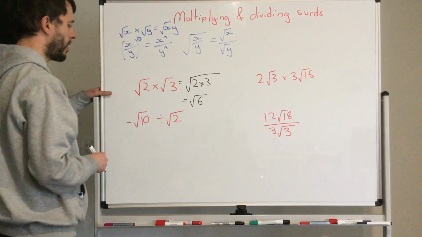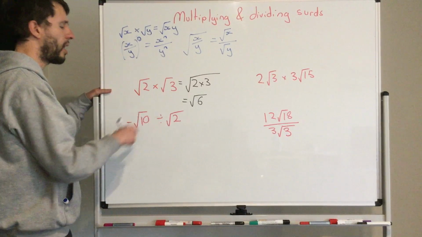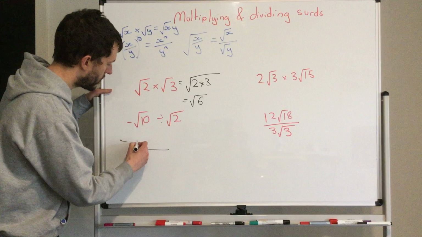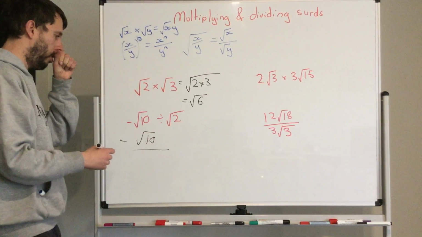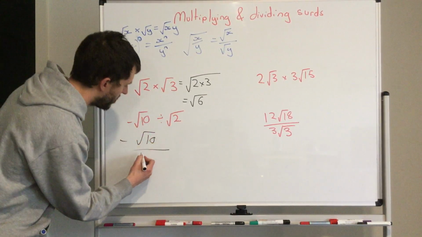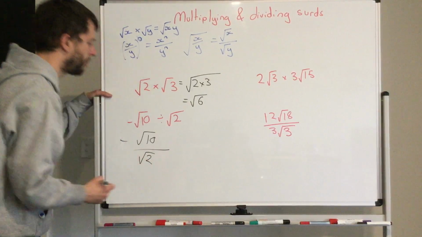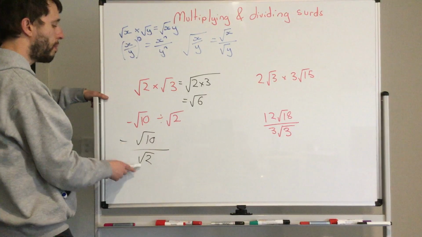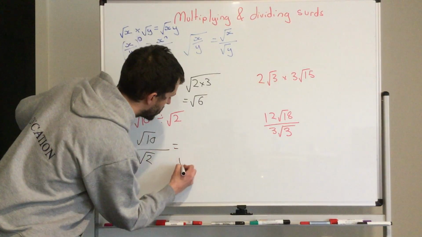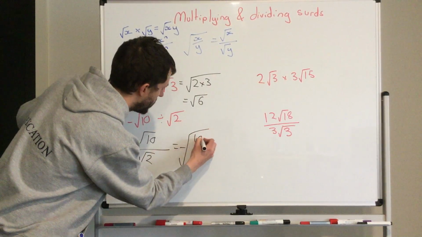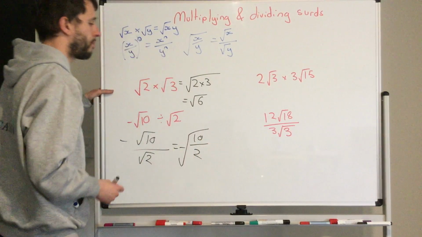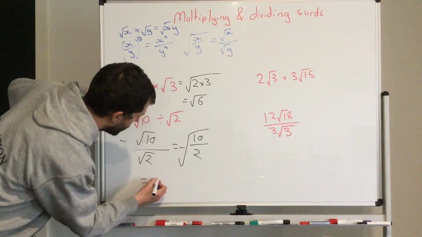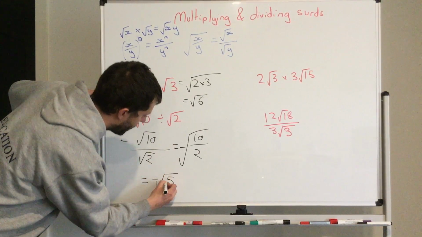Same thing with this fraction here. I don't like using the division sign, I like using it as a fraction. Negative square root of 10 divided by the square root of 2. We've already said that the square root of top and bottom is the same as me saying the square root as a whole number. So 10 over 2. 10 divided by 2 is 5. So that will equal negative square root of 5.